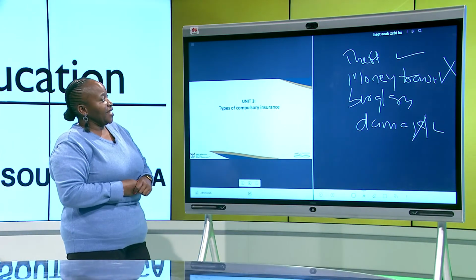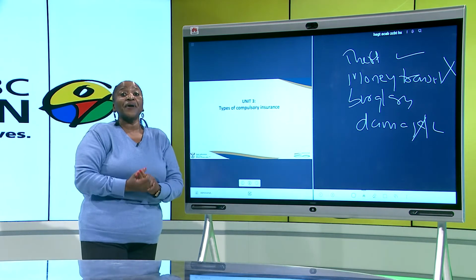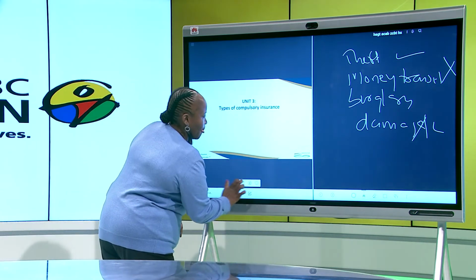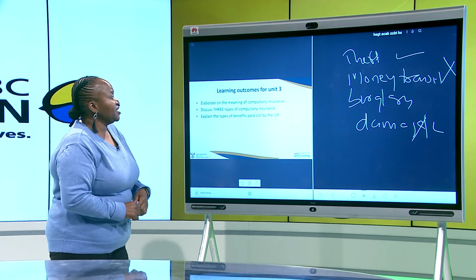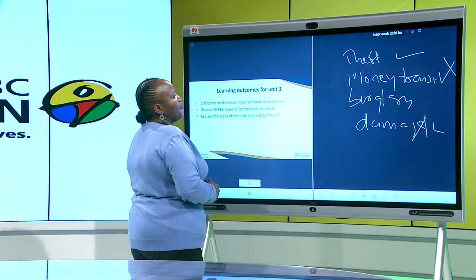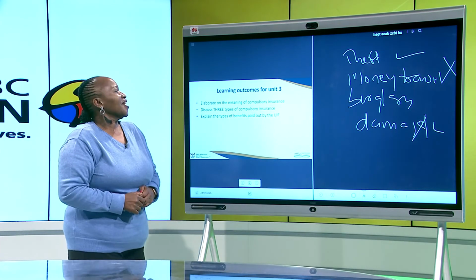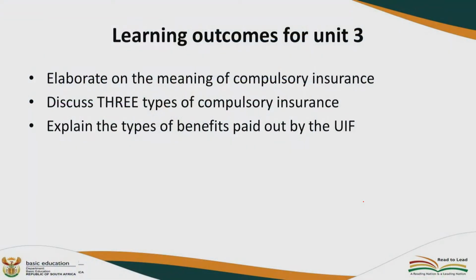Now let's look at our last unit, which is unit 3, types of compulsory insurance. Now, what are the outcomes? In this unit, you must be able to elaborate on the meaning of compulsory insurance. You must discuss 3 types of compulsory insurance. You must also be able to explain the types of benefits that are paid by the UIF.